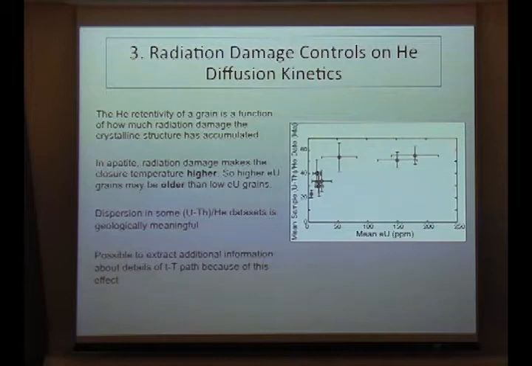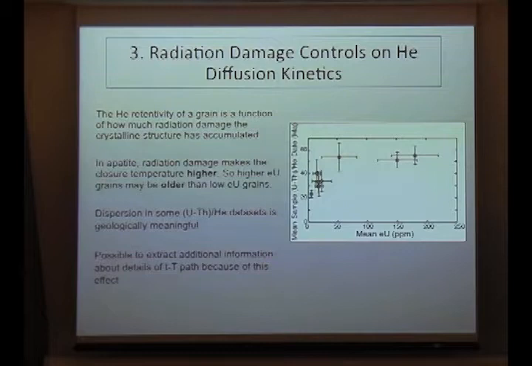What I'm showing on the right here is a plot of helium date in millions of years with associated uncertainties plotted versus something called mean EU. EU stands for the effective uranium concentration. It's a way to combine uranium and thorium weighted for how much radiation damage they produce, basically. So it's uranium plus thorium times a number. What it basically means is that as you go to higher values, if all these grains came from the same rock, the samples have experienced more radiation damage or accumulated more radiation damage.